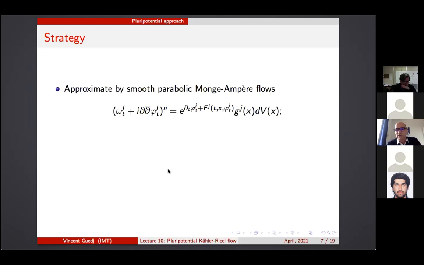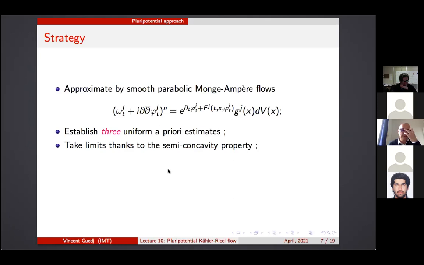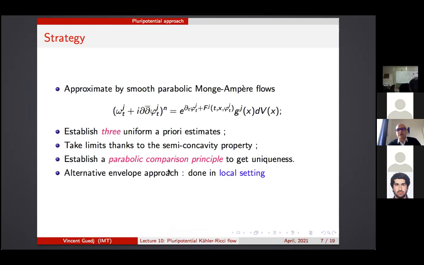So what we are going to prove is a certain number of estimates in order to be able to pass to the limit. And as I already stressed, the semi-concavity property is then crucial in order to pass to the limit. I will come back to that a bit later. And we will need a parabolic version of the maximum principle that is more efficient than the maximum principle that I presented in the previous lecture, in order to get uniqueness and efficient tools. Okay, so that's the plan. And in the local setting, we have developed an alternative approach. And this has been pushed one step further by my PhD student, Chuan, who is online. And I will mention this by the end of the lecture.